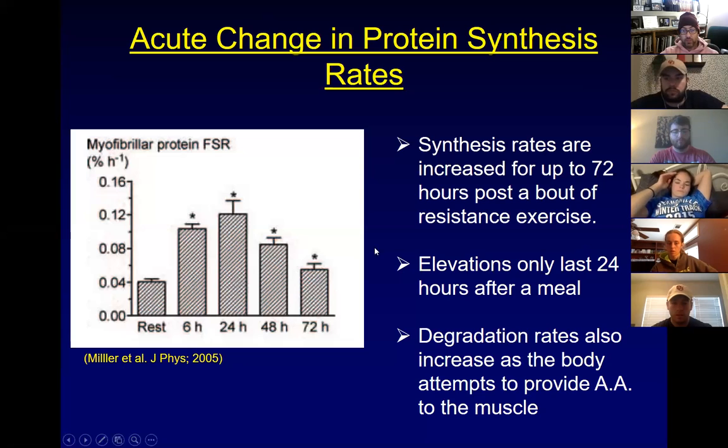Weirdly, in a lot of instances, after resistance training, you get an increase in synthesis, but you also get an increase in degradation.